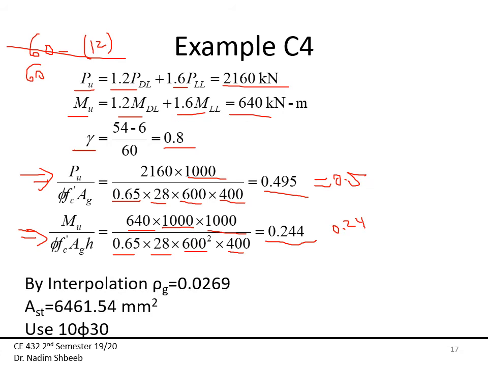Now here I'm telling you by interpolation I found this to be 0.0269. From it I was able to calculate the area of steel, so I multiplied this ratio that I got from the interaction diagram by the gross area to get this. So this is times area gross, and you will get this area. Going to the tables, you will see that I need 10 by 30. And since I have them distributed into 2 rows, this will take 5 and this will take 5. So let me show you how I got this interpolation right here.